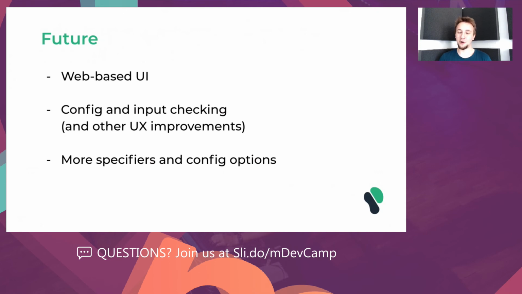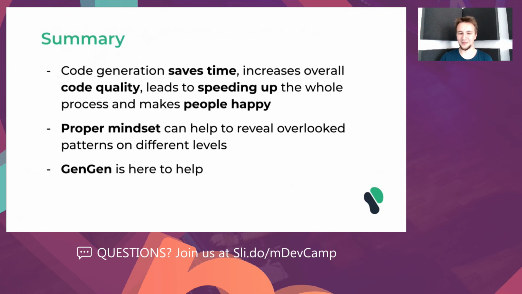And we would also like to include config and input checking, because it would be nice if the user would be warned that there may be some wrong row or wrong part in the configuration or in the input. And yeah, other UX improvements are always nice. And we will probably add more specifiers and config options when we see that they would add value to the generator.